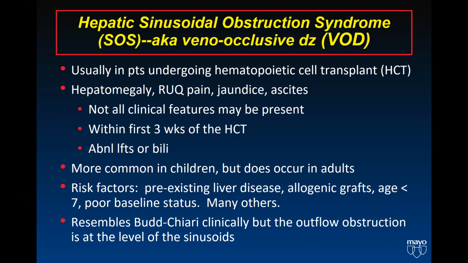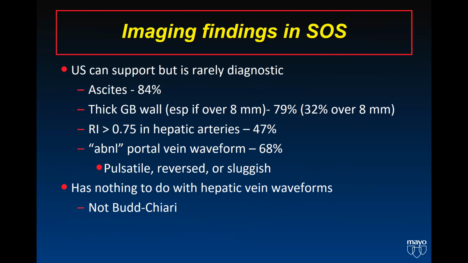There are some risk factors for this, pre-existing liver disease being the main one, and it resembles Budd-Chiari clinically, but it has nothing to do with Budd-Chiari on the exam in terms of the ultrasound. So in the imaging findings, you're not going to be able to make this diagnosis, but you're going to be able to support it. And what you want to look for is ascites and a really thick gallbladder wall. You can also look for increased resistance to flow in the liver. Remember, the sinusoids are obstructed, and so there can be a high RI. There can be an abnormal portal vein waveform, which is sluggish. But the hepatic veins have nothing to do with this diagnosis.